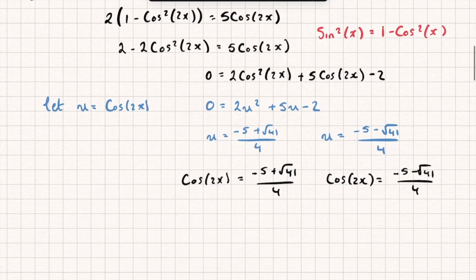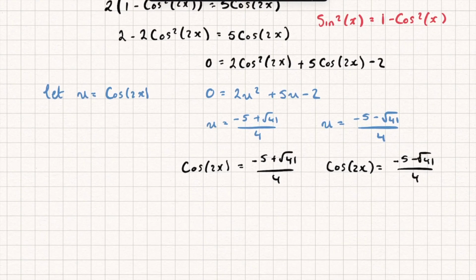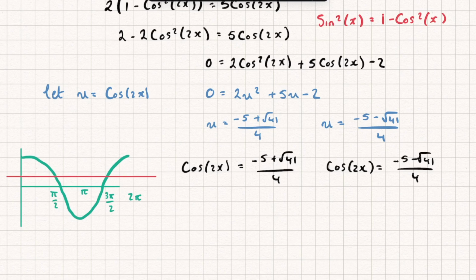So let's start off by solving the equation on the left hand side, and like always I'm going to start out by drawing a rough sketch of the graph of cosine. So it goes from 1 down to -1 back up to 1, and we're in radians, so it's pi over 2, pi, 3 pi over 2 and 2 pi, like this. So -5 plus root 41 all over 4, if I convert that to a decimal, it's 0.3507. So it's going to be somewhere around here probably, which means I'm going to get these two solutions here.